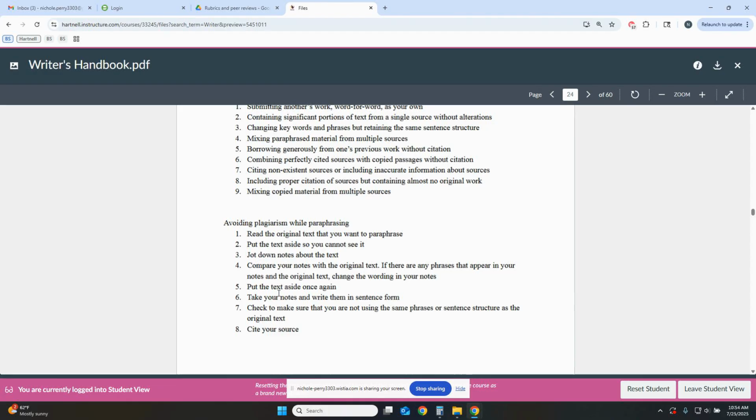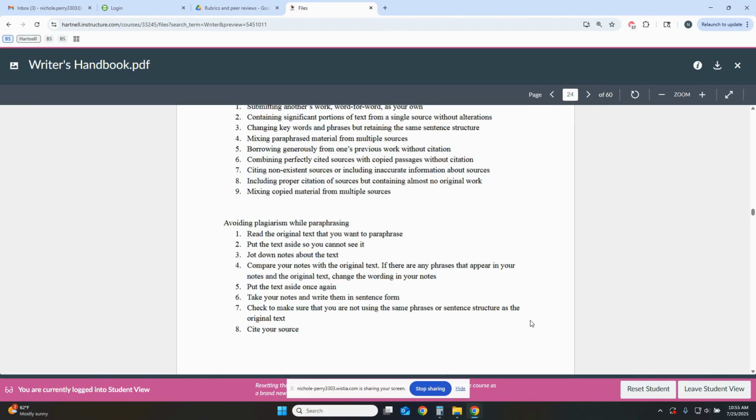Then again, without taking a look at the text, using your notes, write it in sentence form the way that you would. The way this is going to work best is if the notes that you jot down are not complete sentences. It's just keywords, key phrases, key things that you're trying to say.